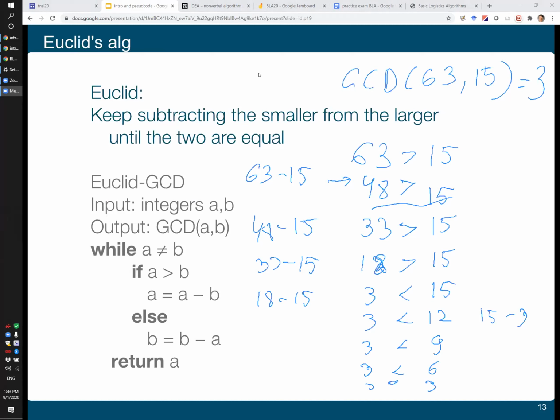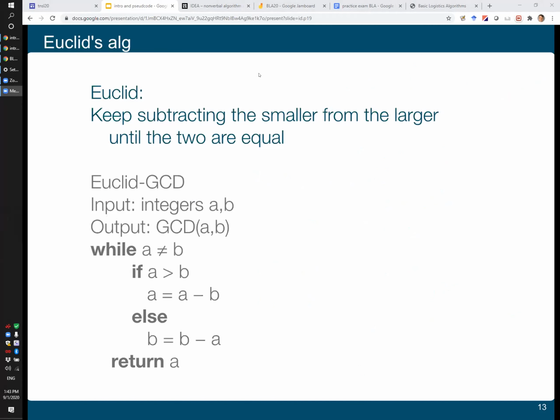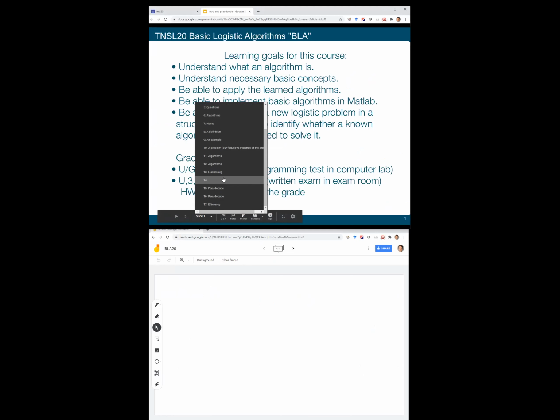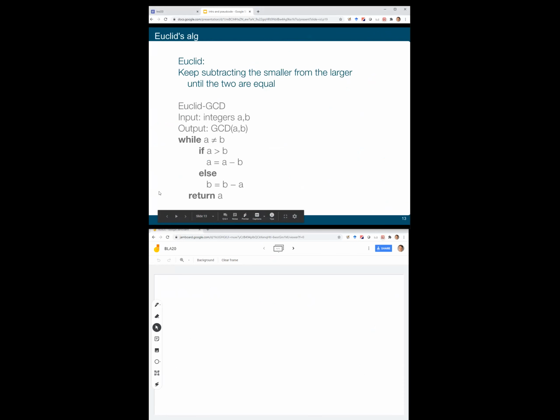example of Euclid's algorithm. And what I will do now is I will stop sharing this screen and we'll start sharing another screen where I have the lectures, I mean the slides, but also the Jamboard. So here at the top, I have the same set of slides, and I will get to Euclid's algorithm, to the same slide where we were before. But here at the bottom, I have the Jamboard where I can write persistent notes.